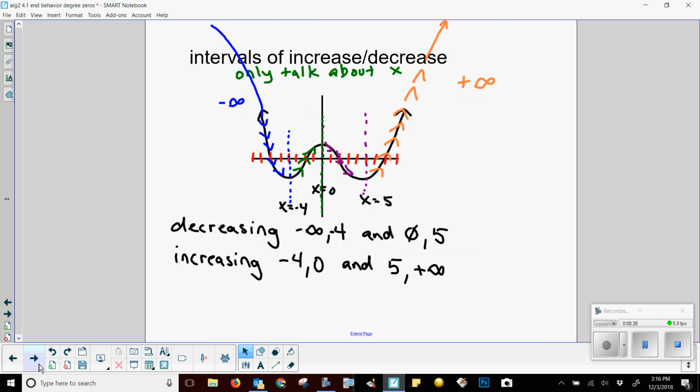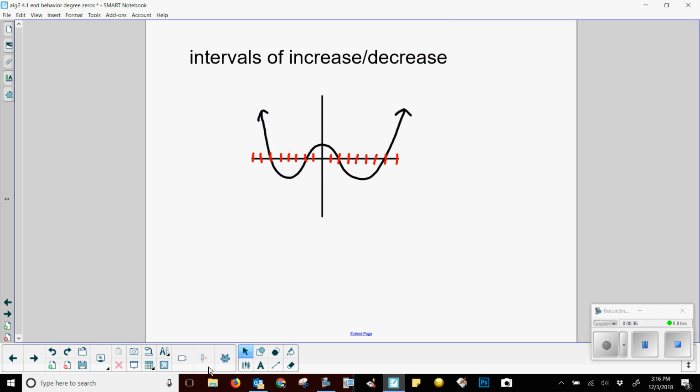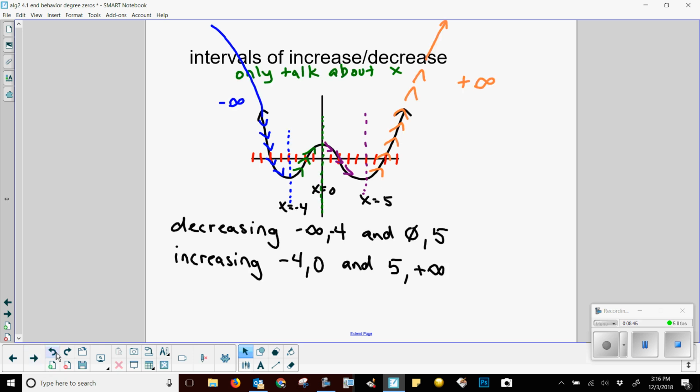Last thing, we talked about intervals of increase and decrease. And we started with this blank right here. And I said, look, we're going down, we're going up, we're going down, we're going up. And we have to start somewhere. We have to talk about only an x, because talking about increase, decrease already talks about y. Increase means y goes up, decrease means y goes down. So we're really only talking about in between this x value and this x value, we are doing this. So we got to start somewhere.